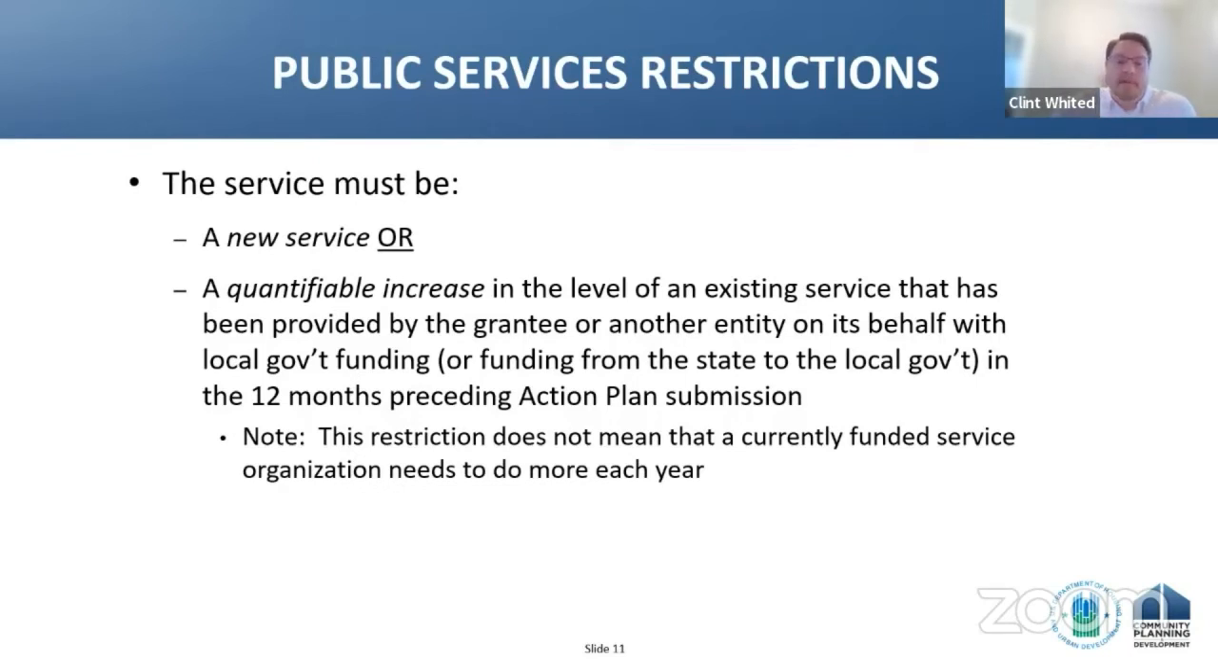So the concept I'm trying to convey here is that CDBG funds cannot supplant local or state funds that are already used for the same purpose, let's say your public service activity. So I'll give you an example.